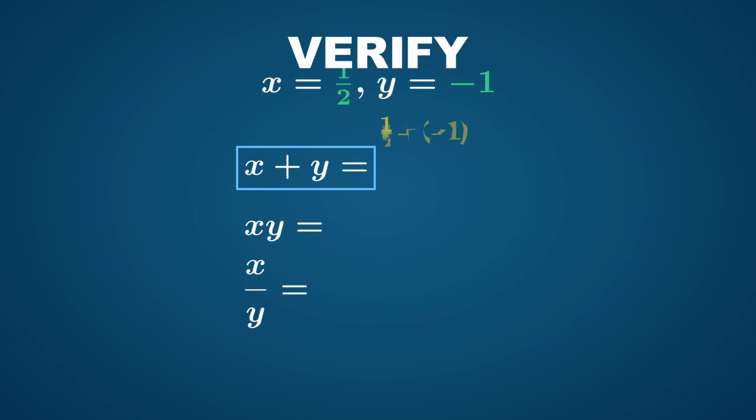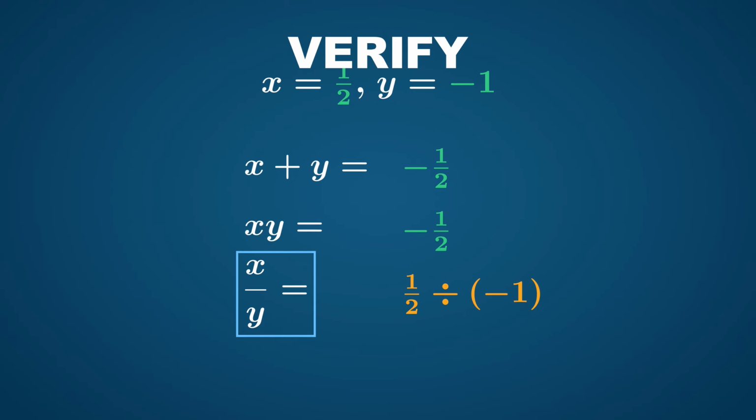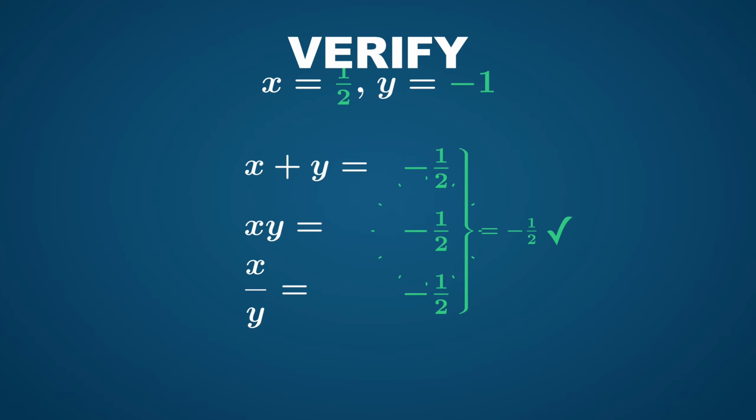For x plus y, we have 1/2 plus negative 1, which is 1/2 minus 2/2, equaling negative 1/2. For x times y, 1/2 times negative 1 is negative 1/2. For x divided by y, 1/2 divided by negative 1 is negative 1/2. All three parts equal negative 1/2.